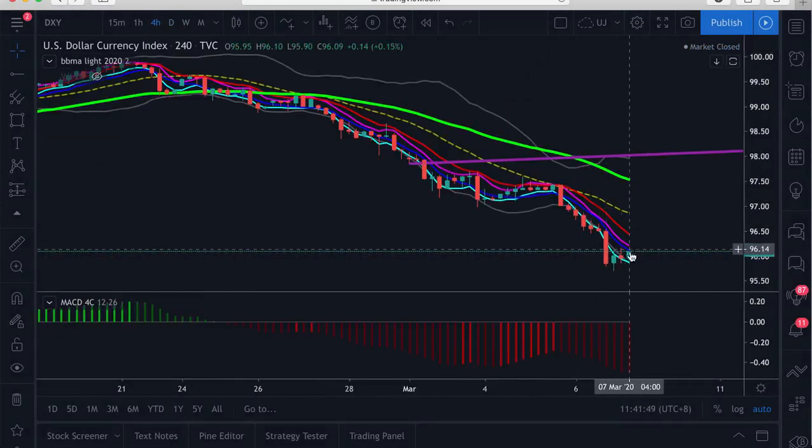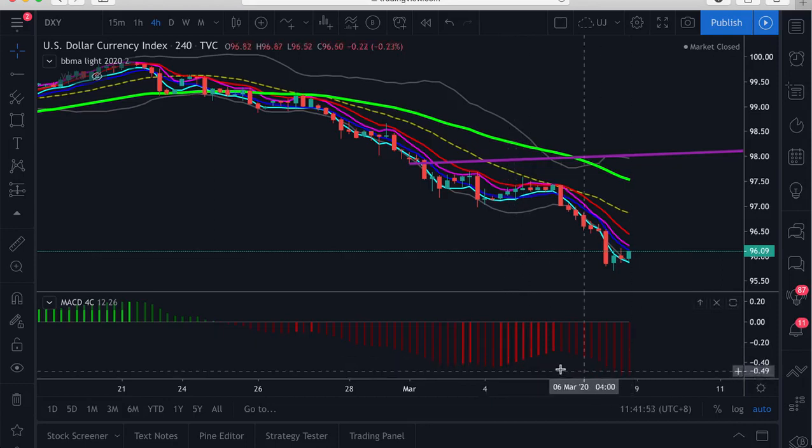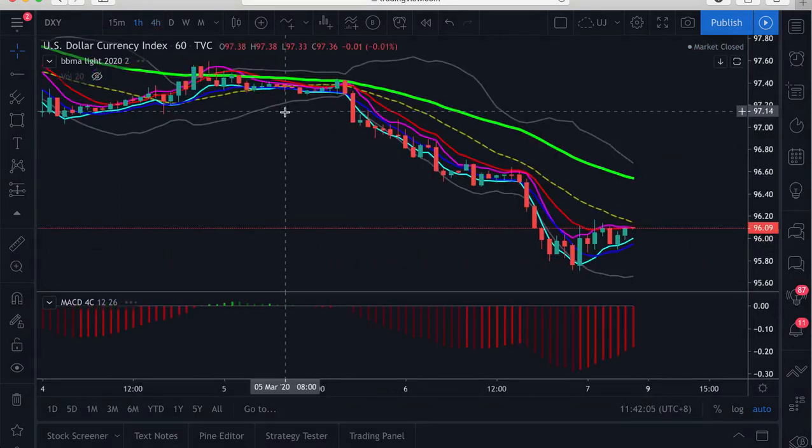On H4 we see a MHV. However, if we look at the oscillator, it's still making a lower low. This means the trend is still continuing, and at the same time, BB is not contracting. It's still at least flat, and also this is expanding, meaning the movement is still continuing.